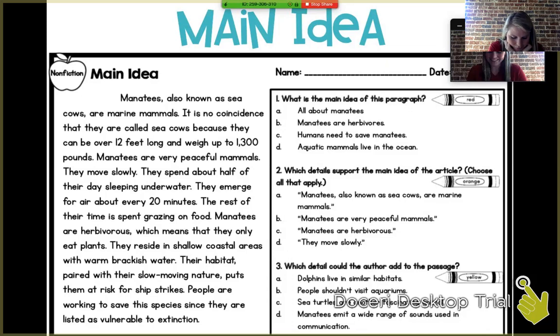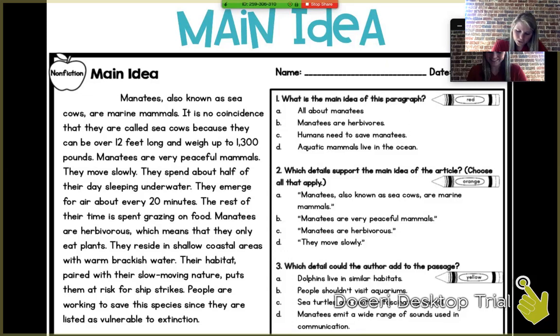Manatees are herbivores, which means that they only eat plants. They reside in shallow coastal areas with warm, brackish water. Their habitat, paired with their slow-moving nature, puts them at risk for ship strikes. People are working to save this species since they are listed as vulnerable to extinction.